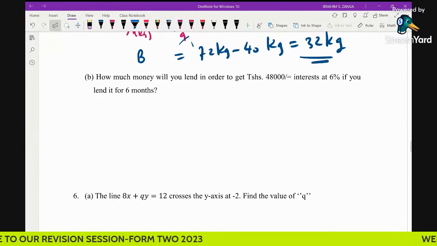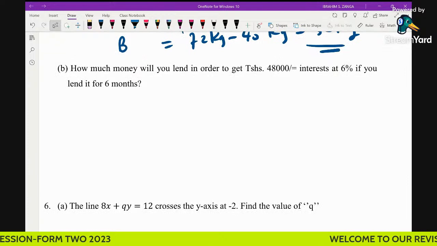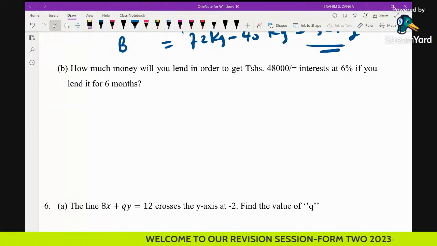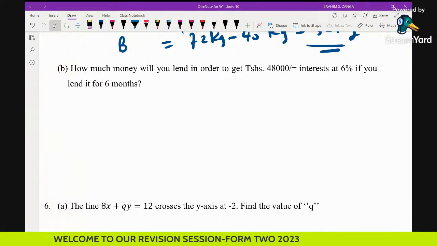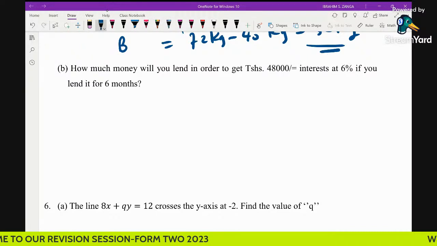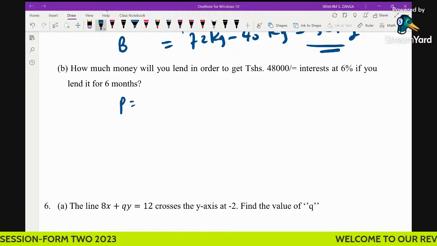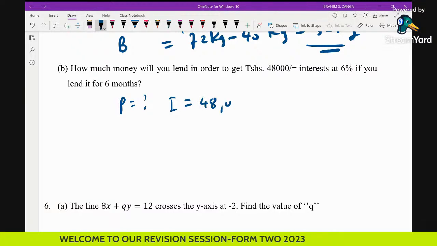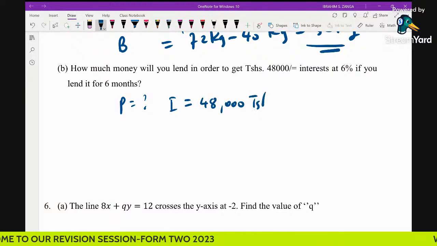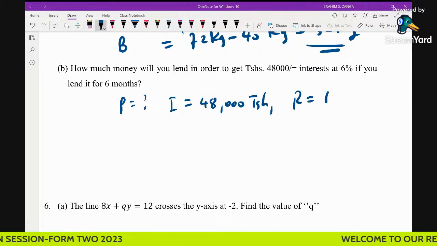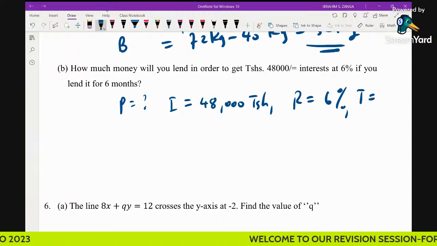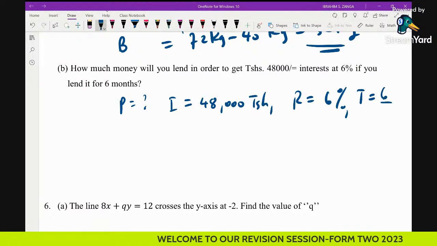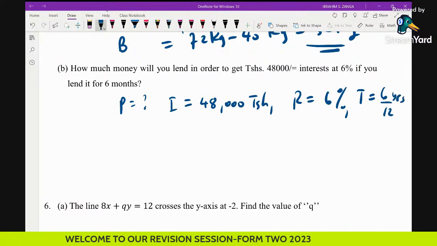We go to B. How much money will you lend in order to get 48,000 shilling interest at 6% if you lend it for 6 months? So how much money will you lend? We are looking for principal, dear students, to get interest of 48,000 shilling. We're given the rate is 6% and the time is 6 over 12 years.